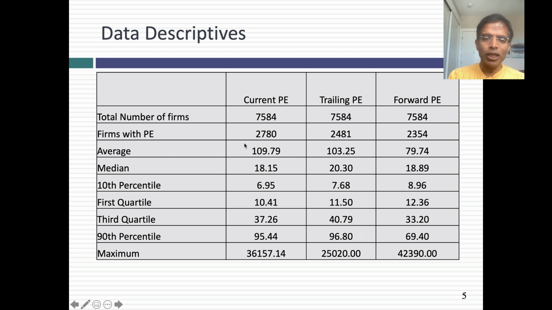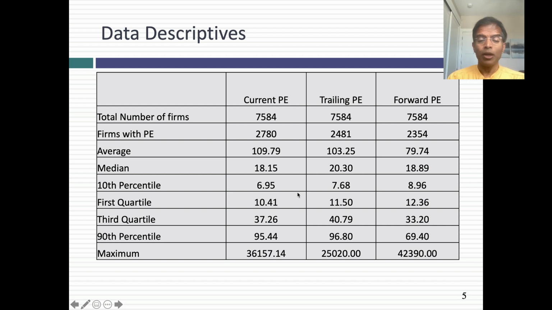The average PE for US stocks, if you look at current PE, is 110. In fact, it's a really high number no matter which measure of PE you look at: 110, 103, 80. But before you freak out and say that's a really high number, the median value is much, much lower. For the current PE, the median value is 18.